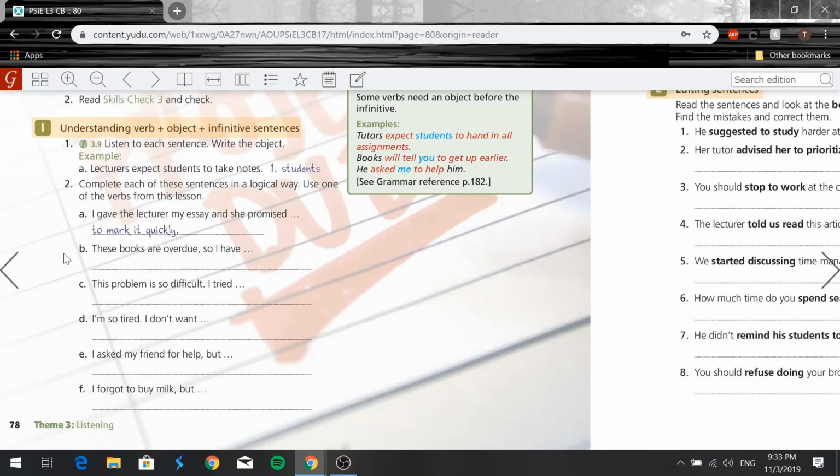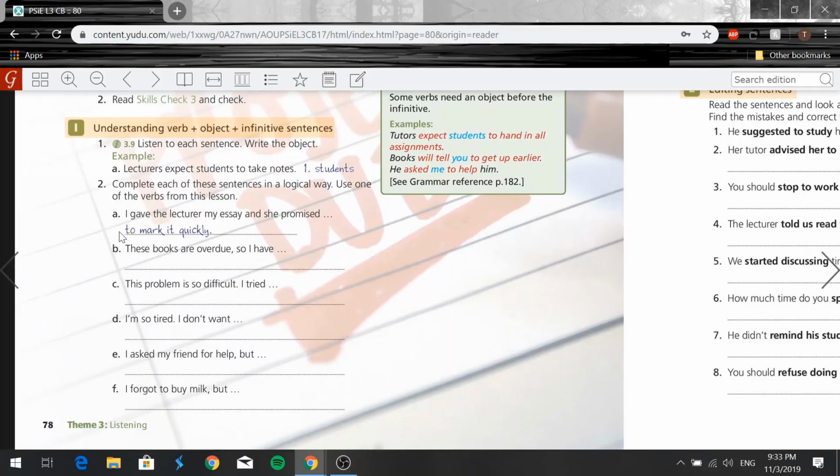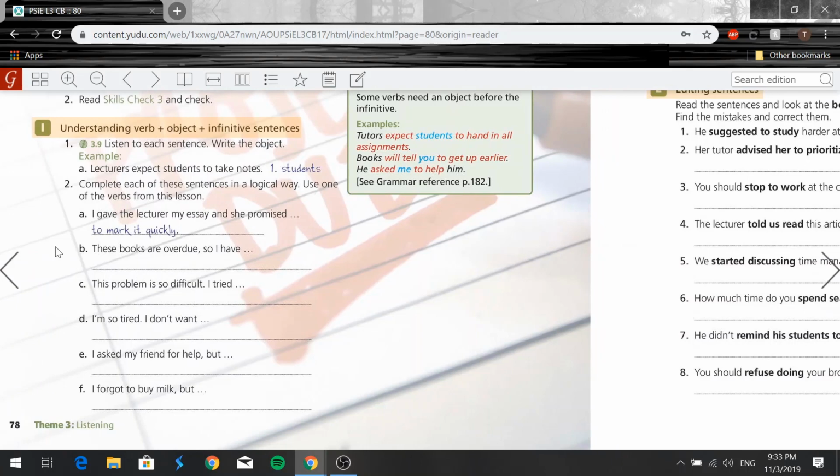And for the final one, I can say, I forgot to buy milk, but I remembered to get bread. Okay? So I'll say it one more time because I can't write these here. By the way, these are going to be up to you. So these are not the fixed answers. You could use your own, but this is just an example for you guys.